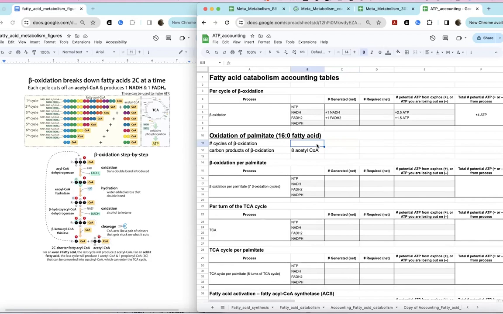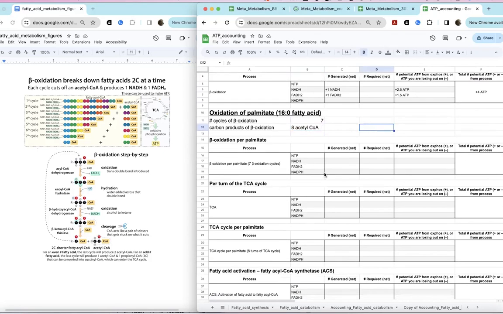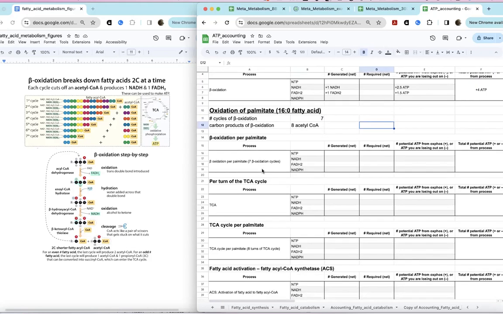Think about an apple. If you want 2 slices of an apple, you have to make 1 cut. If you want 8 slices of an apple, you have to make 7 cuts. Similarly, if we want 8 acetyl-CoA, we're going to have to go through 7 cycles of beta oxidation. So 7 cycles of beta oxidation will give us 8 acetyl-CoA. Okay, so we need to do this 7 times. So we have our 7 beta oxidation cycles.